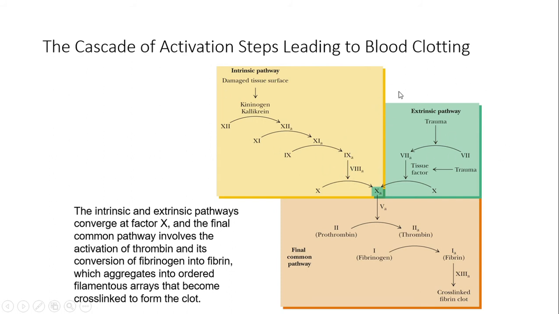So this is the cascade. Also the extrinsic pathway, we've got trauma on the exterior, we activate 7, becomes active 7A, which is tissue factor, and it also activates X, or factor X, to its active form, and then from this point on they converge. Activation of prothrombin to thrombin, fibrinogen to fibrin, and then we result in the clot formation. So formation of blood clots then is the result of a series of zymogen activations.